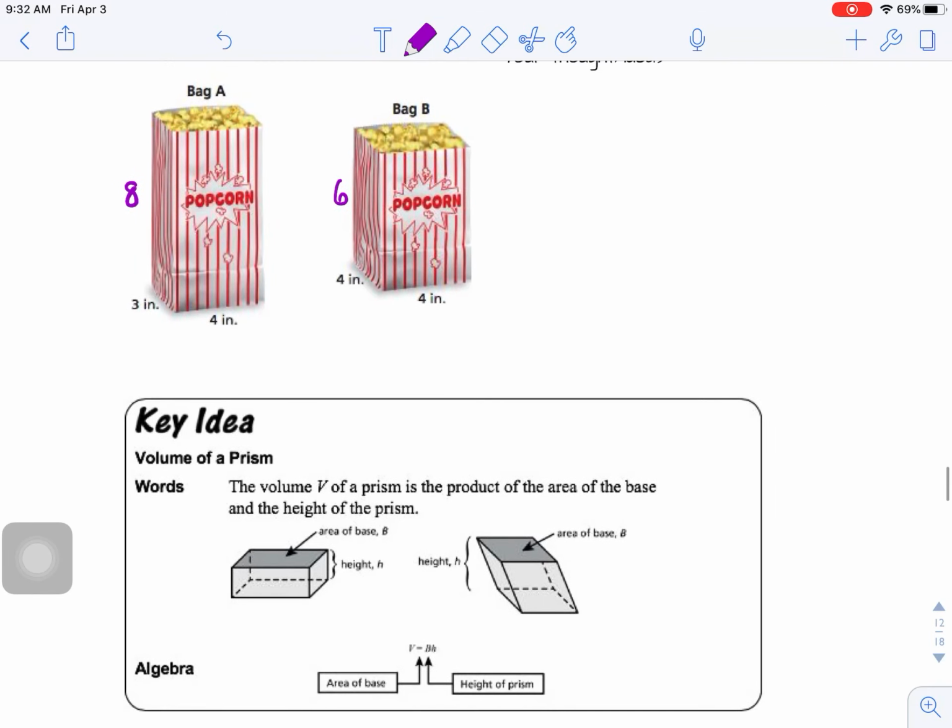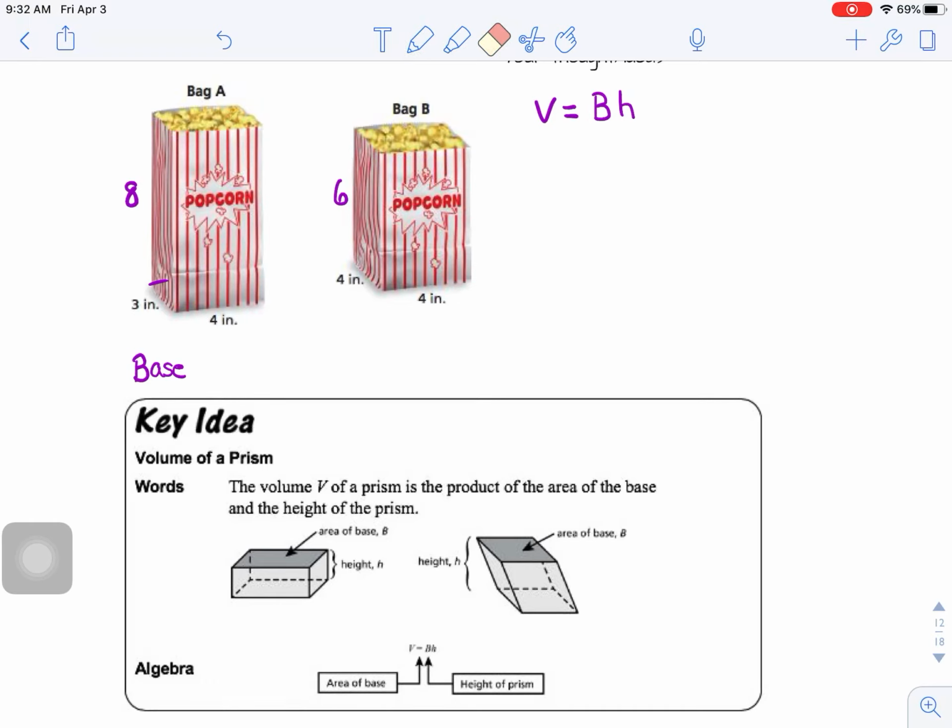So looking at our formula below, we can see that our formula for volume is the area of the base times the height. Okay, so if I'm looking at the area of the base for bag A, well, the base is really a rectangle. Terrible drawing, but it's really a rectangle.